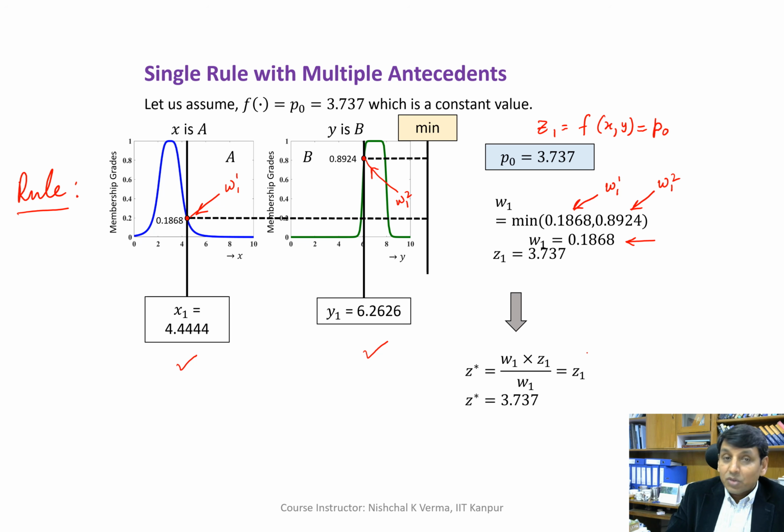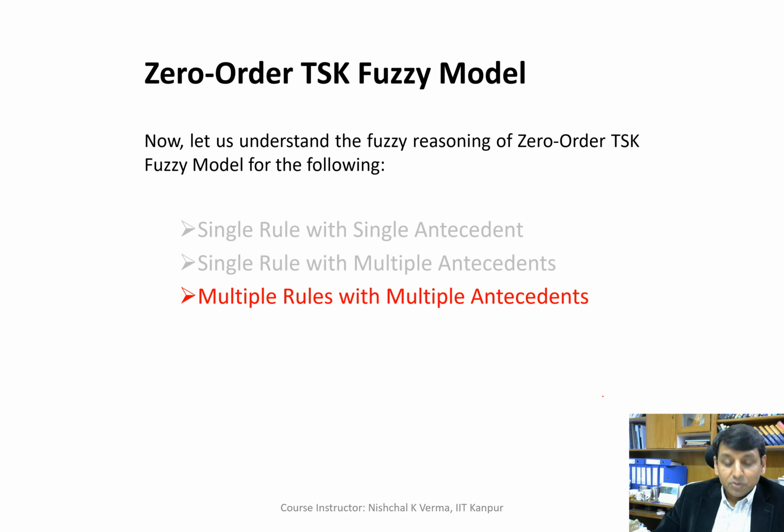Since we have only one fuzzy rule here, the weighted average is going to give us the same output because we have only one rule. Had it been more than one rule, then the output would have been computed accordingly. So let us now go for the third case, where we have multiple rules with multiple antecedents.